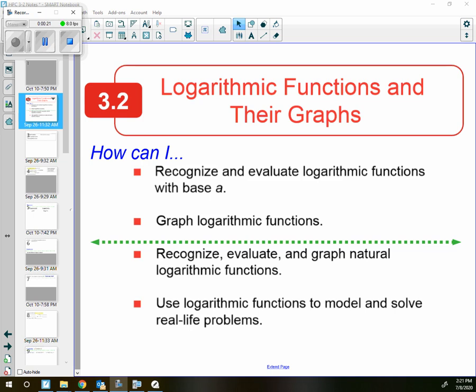So our essential questions for today: how can I recognize and evaluate logarithmic functions with base a, so a is just a number again, and then be able to make a graph of them. So that's our essential questions for part one here.